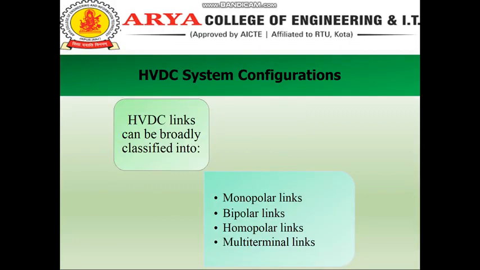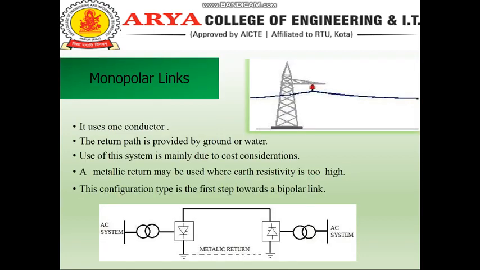HVDC configuration. HVDC links can be broadly classified into monopolar link, bipolar link, homopolar link and multi-terminal link. Monopolar link uses one conductor. The return path is provided by ground or water. Use of this system is mainly due to cost considerations. A metallic return may be used where the earth resistivity is too high. This configuration type is the first step toward a bipolar link. This is a basic diagram of the monopolar link.